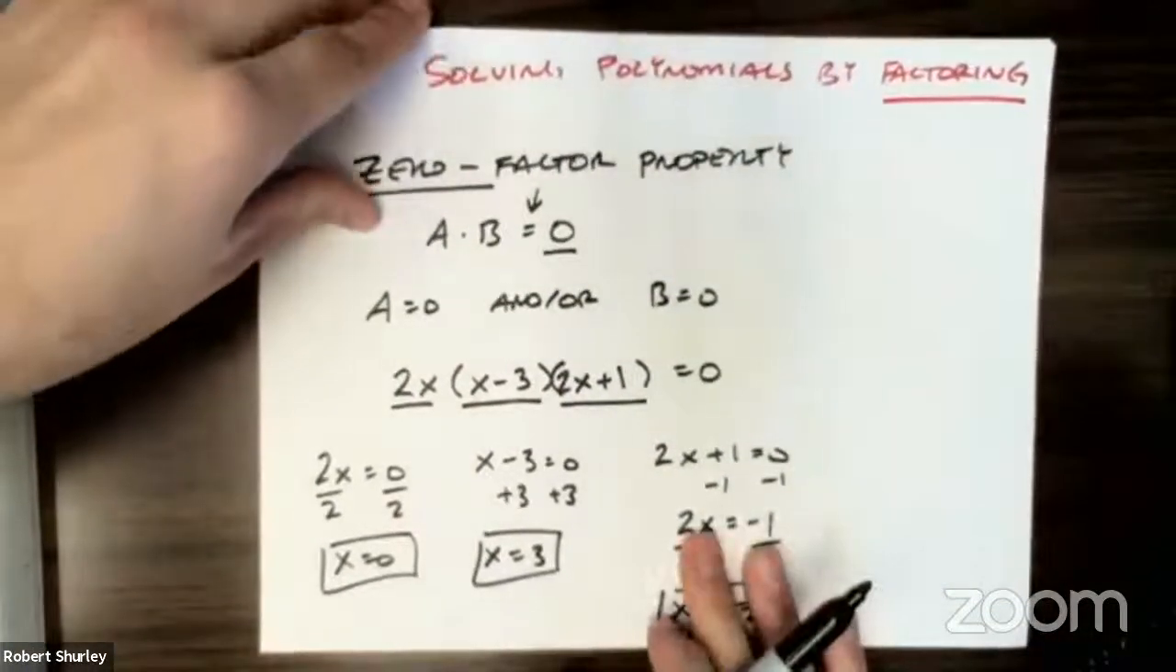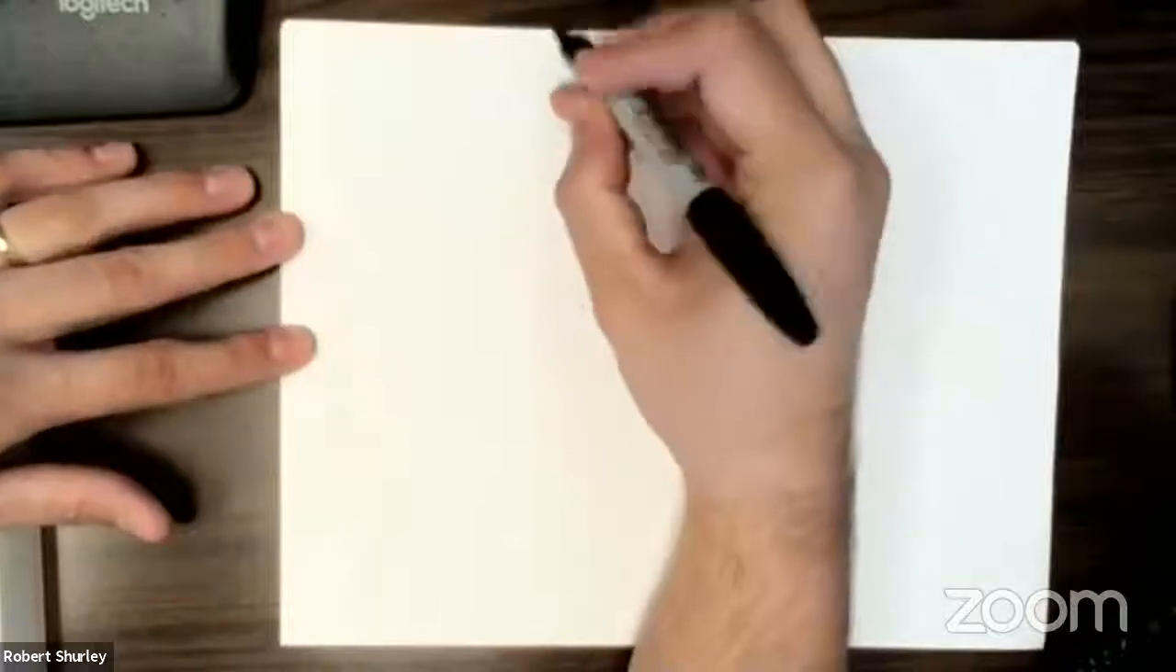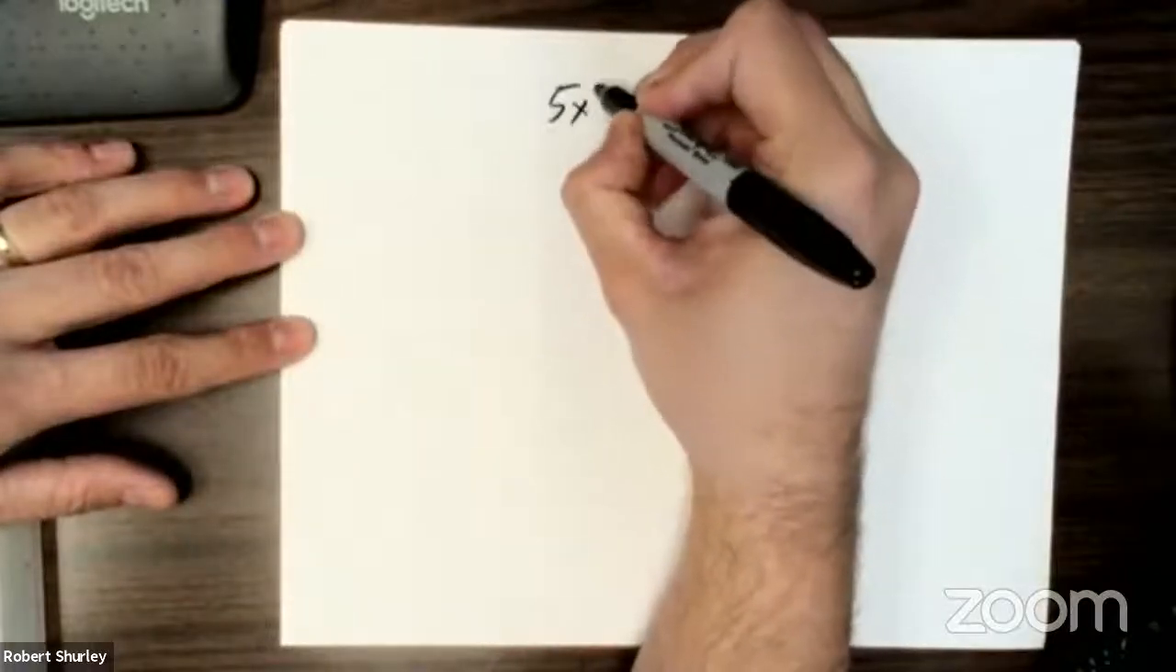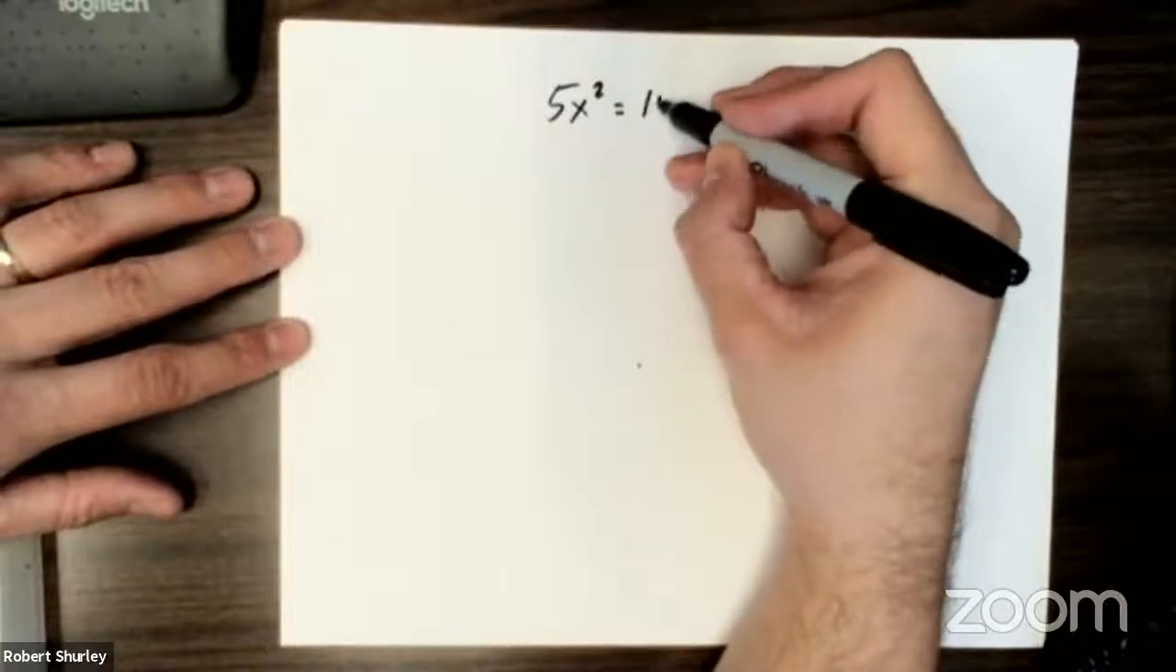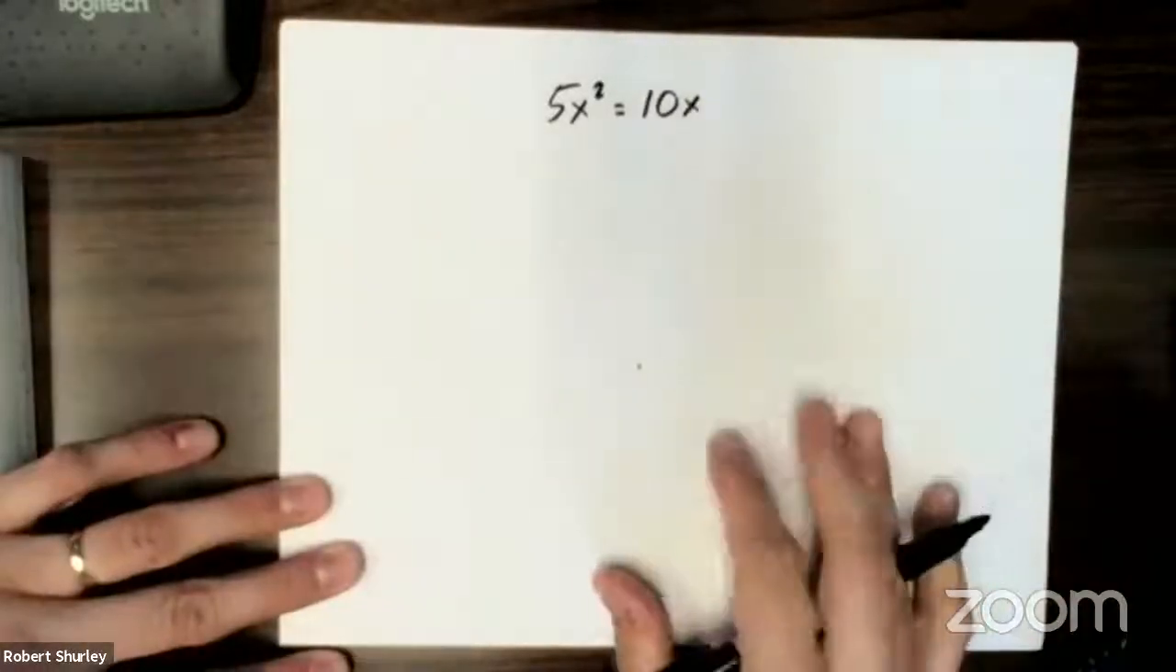Okay, so let's look at another example where we actually have to use the zero factor property. Well, I guess we used it there, but let's just start from beginning to end and use it. And look, this is going to turn into a review of 5.4, 5.5, and 5.6. So let's look at this one. Let's say we had 5x squared equals 10x.